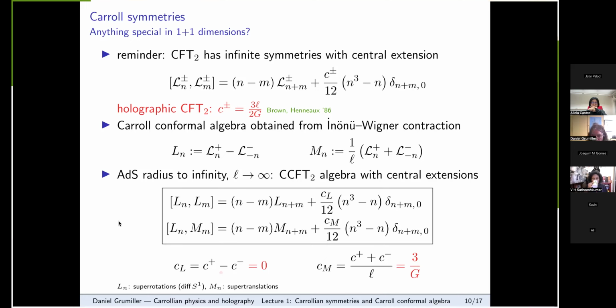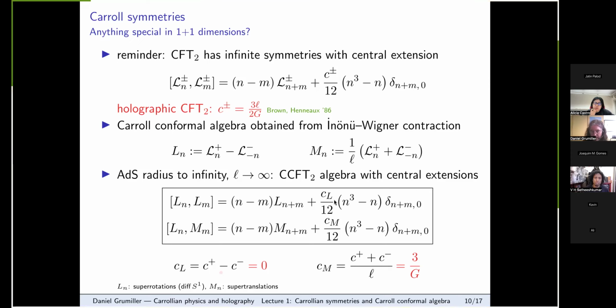Now, if you do what I just said a bit more carefully, it's just a few lines of calculation, you find this result. This is the Carroll conformal algebra in 1+1 dimensions, including its central extensions. You can derive this either straightforwardly as a limit, or you take the limit just of the Witt algebra and then ask the question, what are the most general cocycles that you can add to this algebra? And you would find the same answer.